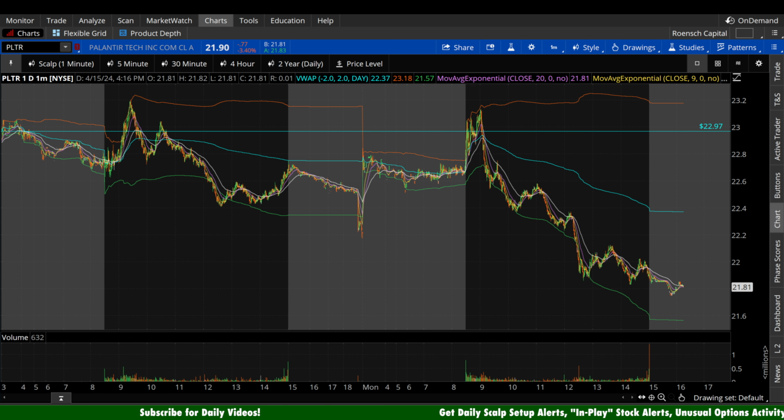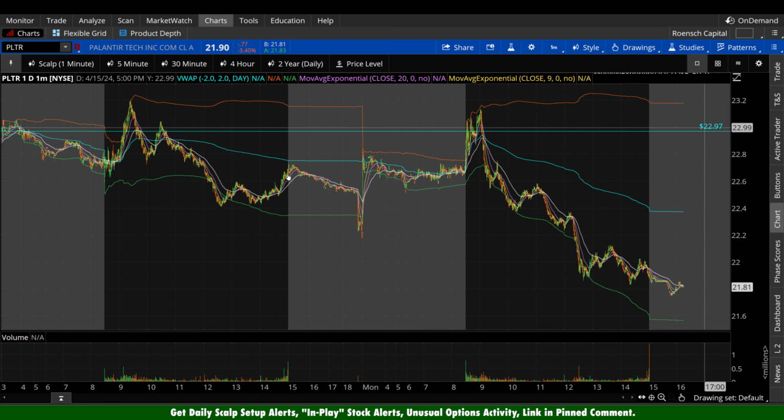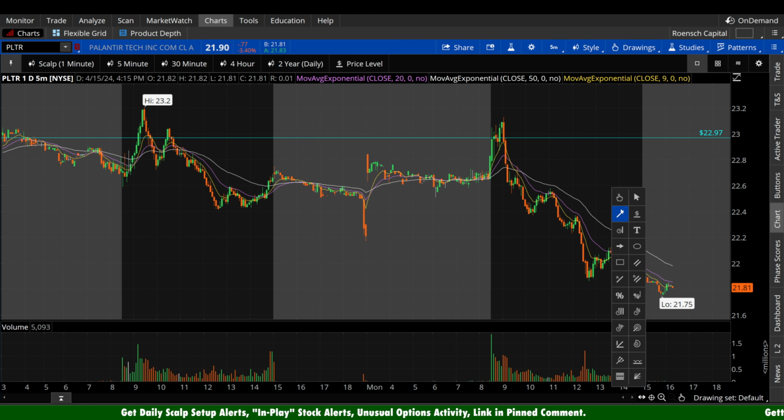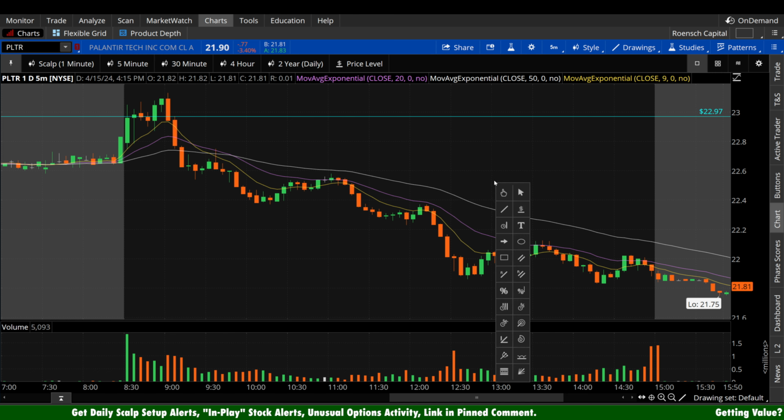Let's pull out all the bias the market was willing to give us today on Palantir, start peeling back layers of the onion and really try to understand this movement today, starting with a quick volume profile analysis on the 5-minute chart.